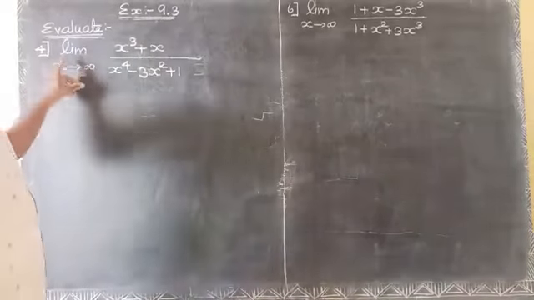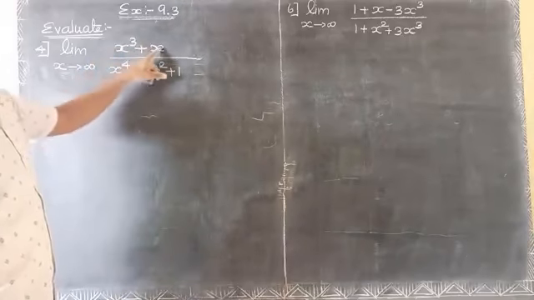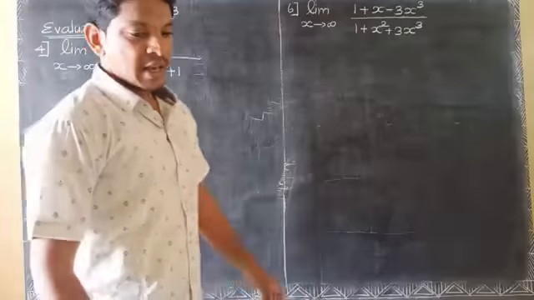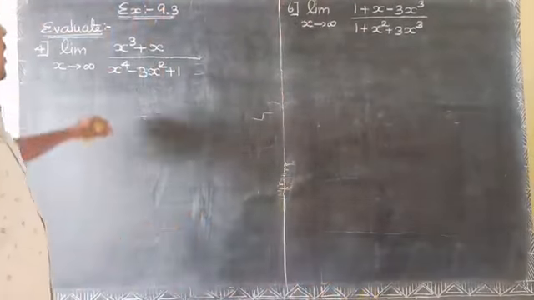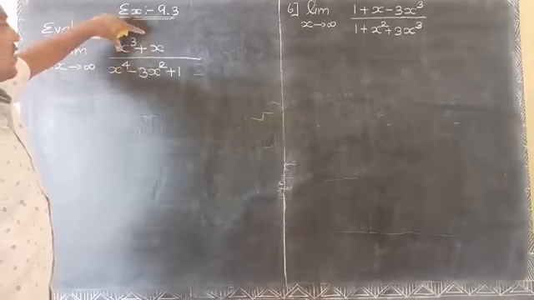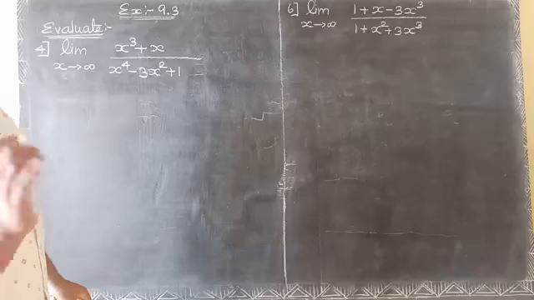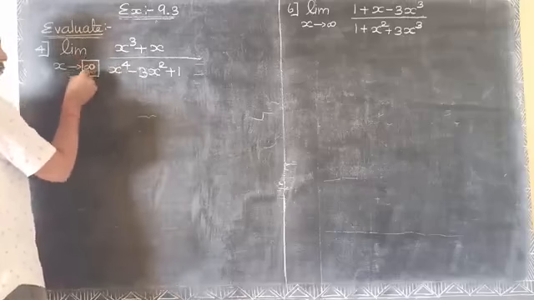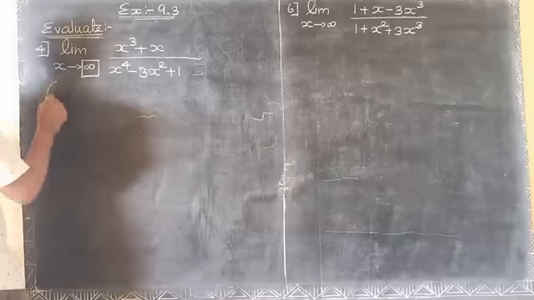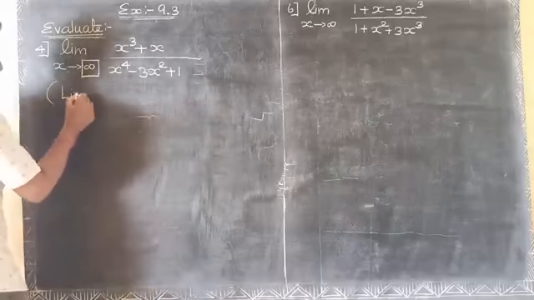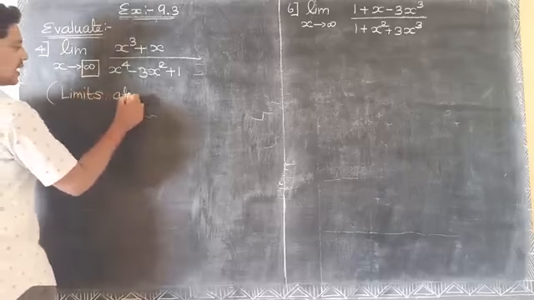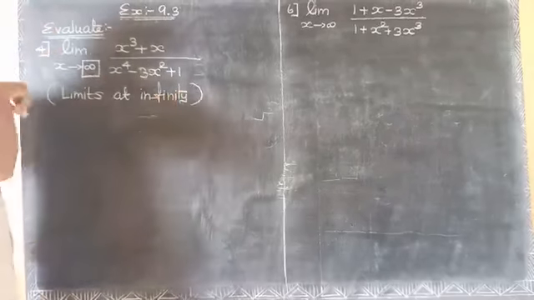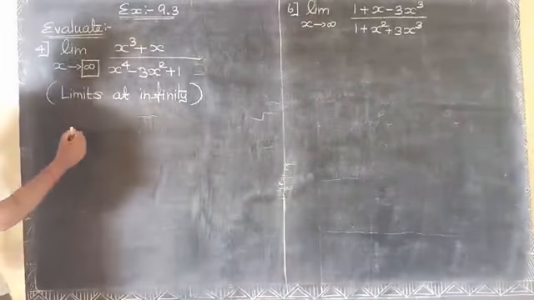Fourth question, limit x approaches infinity of x cube plus x divided by x power 4 minus 3 x square plus 1. Listen students, here the function is a rational function, that is p of x divided by q of x. Limit x approaches infinity is limits at infinity.